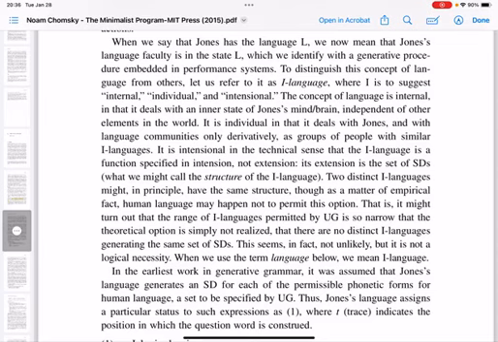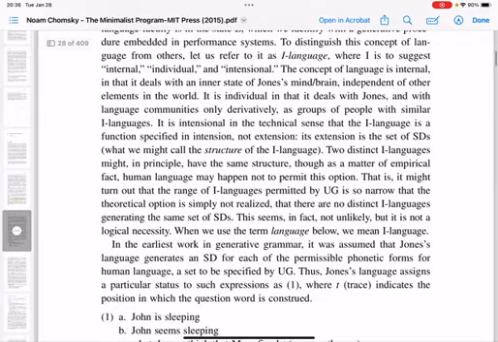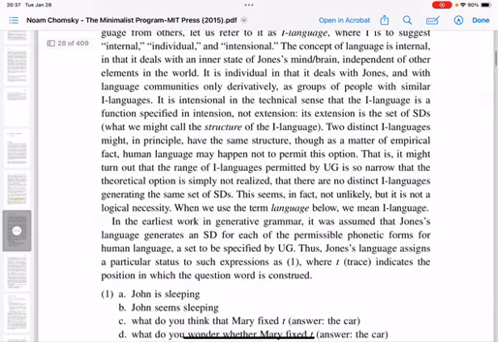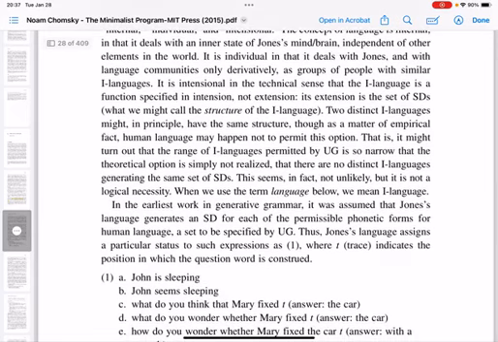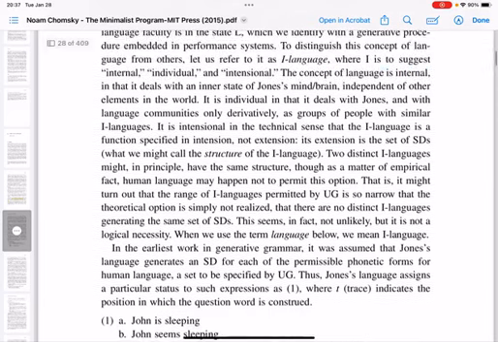Independent of other elements in the world, it is individual in that it deals with Jones and with language communities only derivatively, as groups of people with similar I languages. It is intentional in the technical sense that the I language is a function specified in intention, not extension. Its extension is the set of SDs or structural... what was it called?